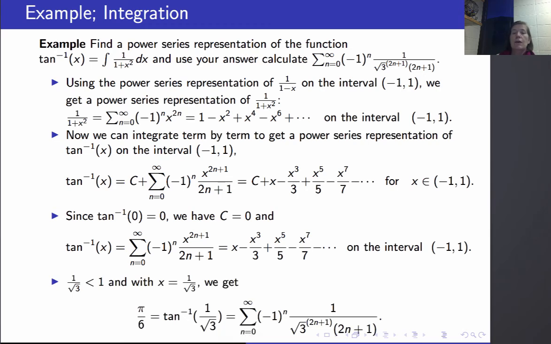In particular, for x equals 1 over the square root of 3, which is between minus 1 and 1, we get tan inverse of 1 over the square root of 3 is the sum of minus 1 to the n times 1 over the square root of 3 to the 2n plus 1 times 2n plus 1. And of course, tan inverse of 1 over the square root of 3 is pi over 6, so we get pi over 6 is the sum of this very complicated looking series.